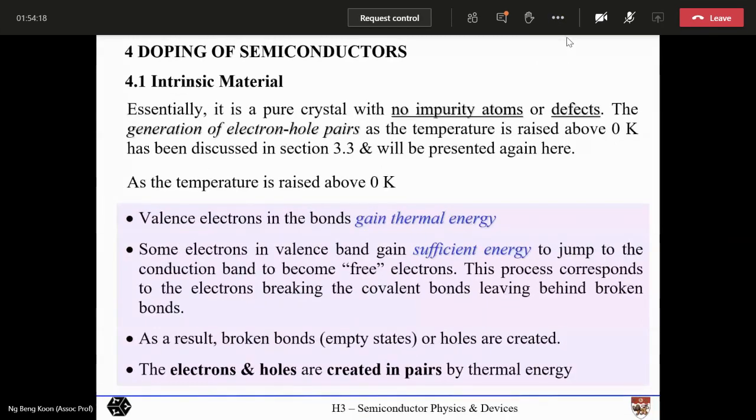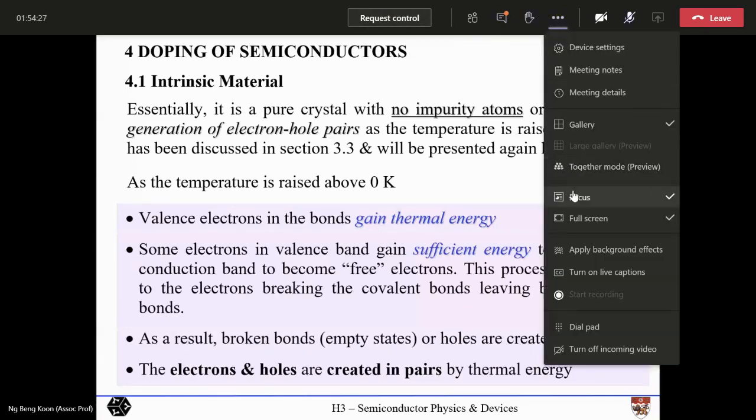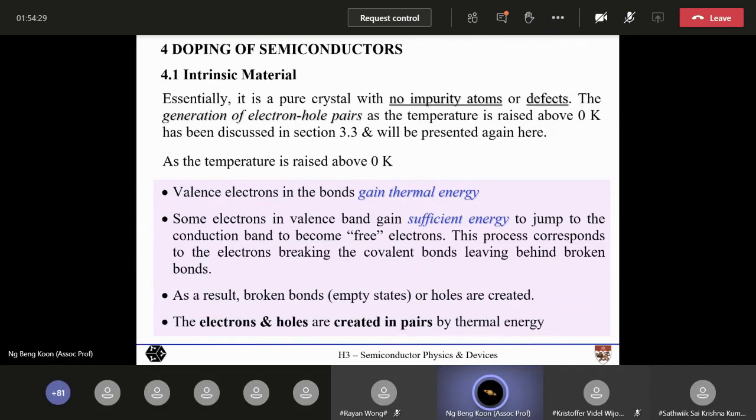Because at room temperature, you find that you do get some electron-hole pairs being generated, but the number is typically small. So in order for a semiconductor to be useful, you have to be able to change the number of electrons and holes in the semiconductor. We do that by doping the semiconductor with what we call impurity atoms, impurity dopants, into the semiconductor.